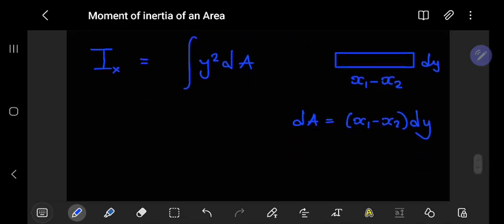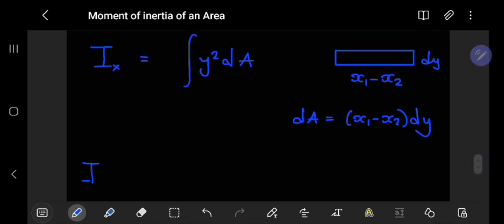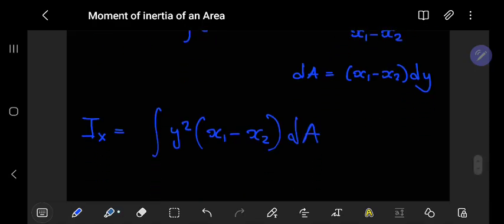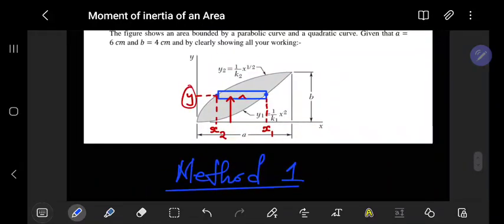So when we plug in our dA, we now get our expression for moment of inertia as the integral of y squared, and then we have x1 minus x2, and then we have dA here. But this x1 and x2, what are they? How can we express them? Well, let's come back to these equations.